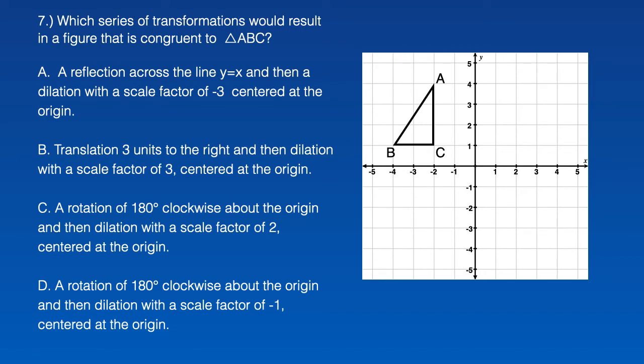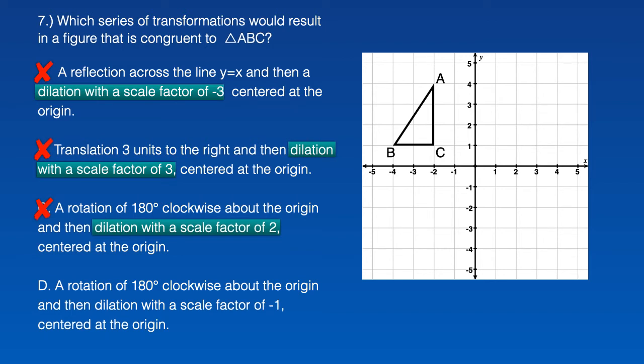All right, so question number 7 says, which series of transformations would result in a figure that is congruent to triangle ABC? You could answer this question in literally a second or two. What I want to point out is this. Notice how all these answer choices talk about a dilation with a scale factor that's not 1. So if you do those first 3 dilations, the pre-image is going to become bigger in all the cases. So those 3 are wrong automatically.